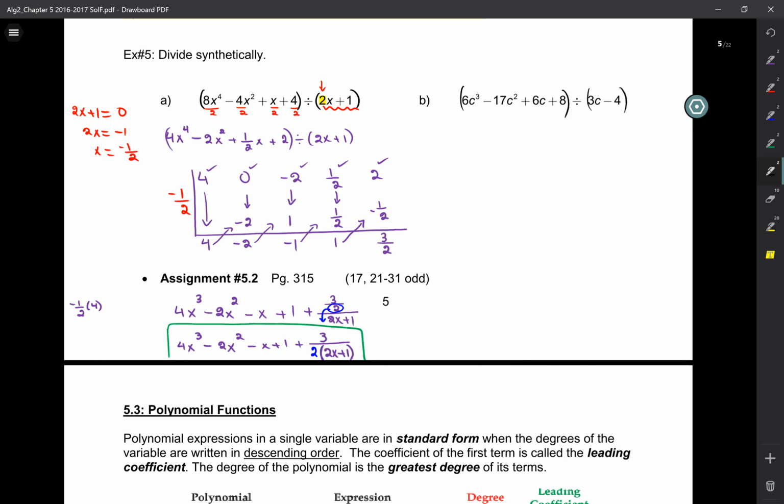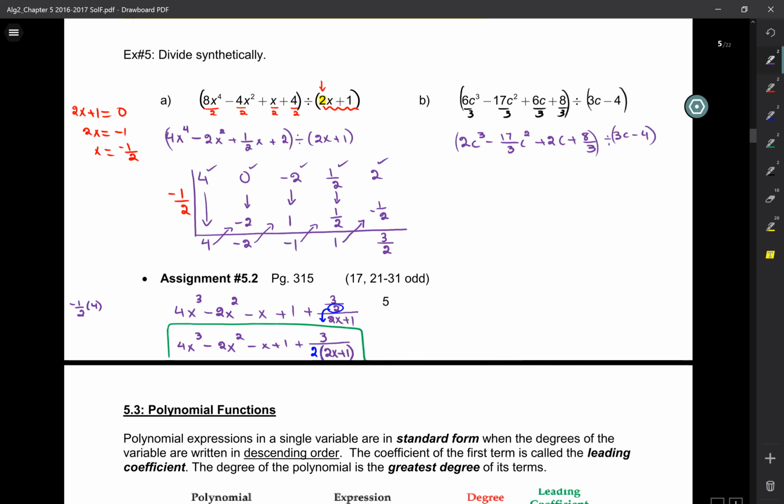So last one. All right. So what are we gonna divide everything by? 3. Divide by 3. Ooh, lots of fractions coming up. Fun. So I get 2c cubed minus 17/3c squared plus 2c plus 8/3 divided by 3c minus 4.